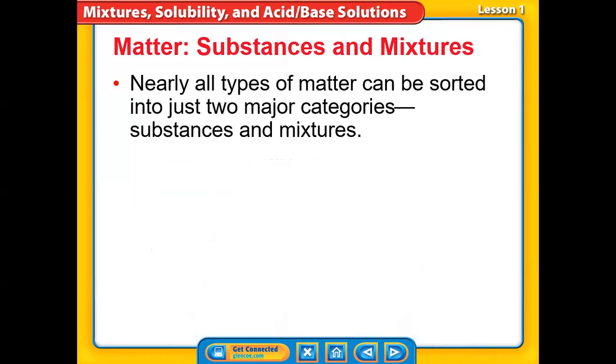First of all, if you have a matter, we ask what is matter. We need to remember what is matter. Matter is anything that has mass and volume. Anything that occupies a part of space and has a mass, we can call it a matter.